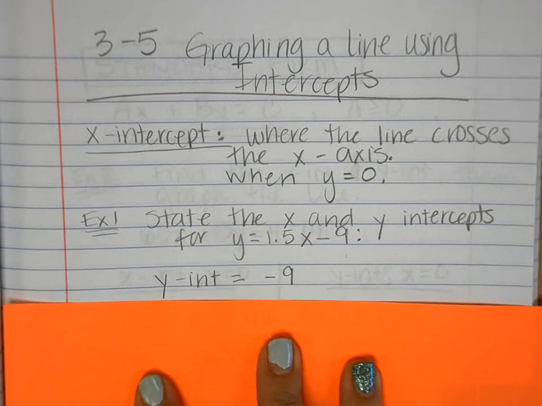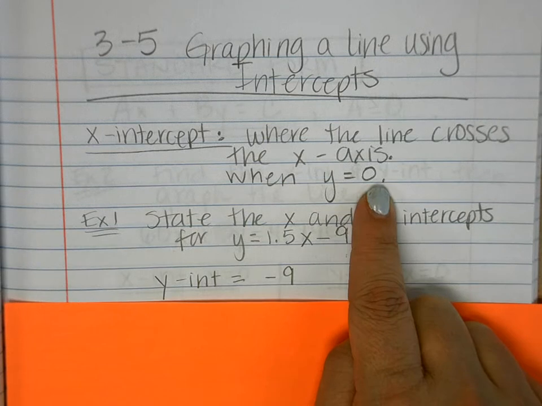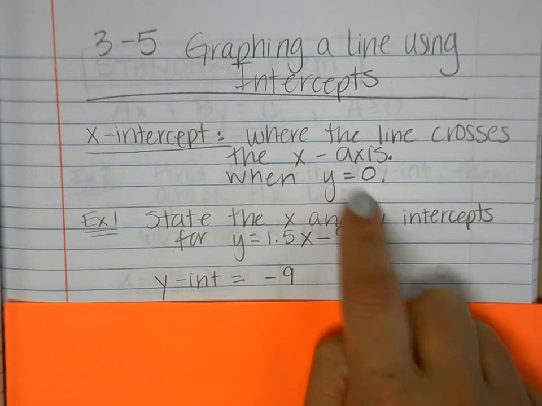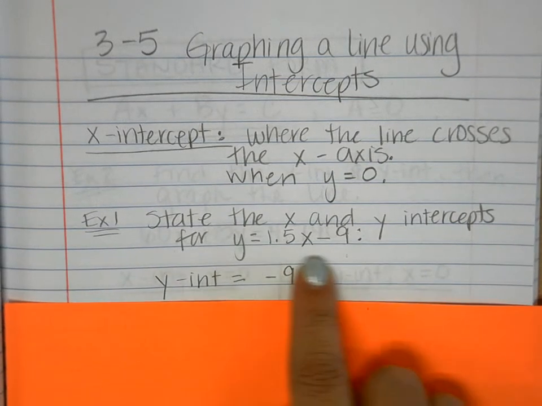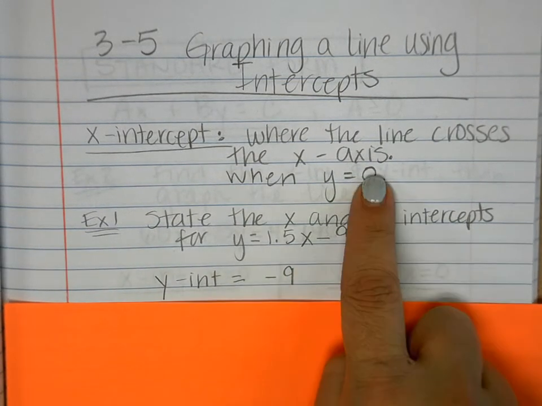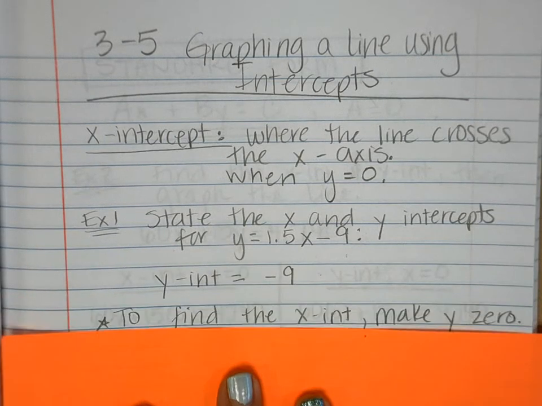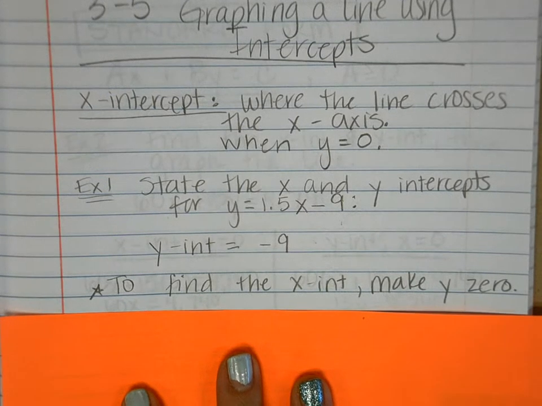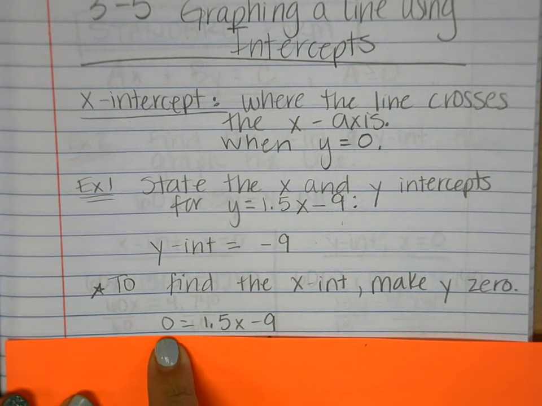To get the x-intercept, remember, that is when y equals 0. So what do you think I should do with this 0 right here in this equation? Do you see a y anywhere? So could I take that 0 and put it there? Good, let's try it. So to find the x-intercept, make y 0. So there we go. I put in the 0 where the y was.